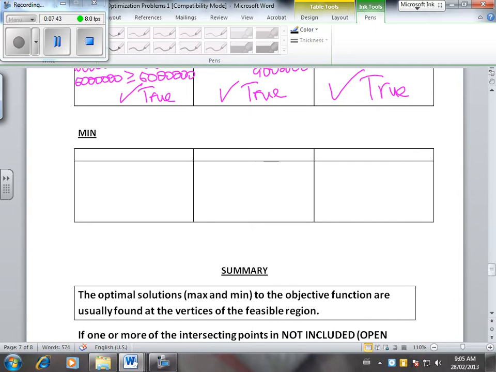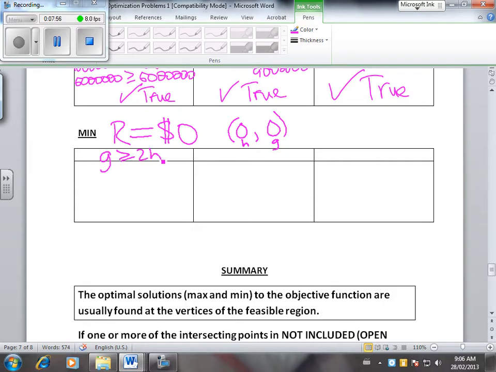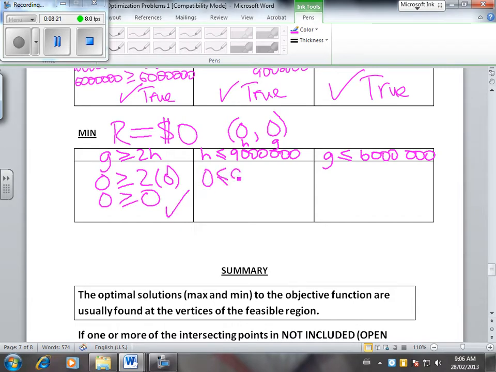Now let's verify our minimum, and that was for R is 0 with the point 0, 0. And again, that's H and G. So again, we test our same inequalities, and this is what we came up with in the very beginning of the question. And you can go back and check those out if you don't quite remember them. So 0 is greater than or equal to 2 times 0. 0 is greater than or equal to 0. Is that true? It is. 0 is less than or equal to 9 million.